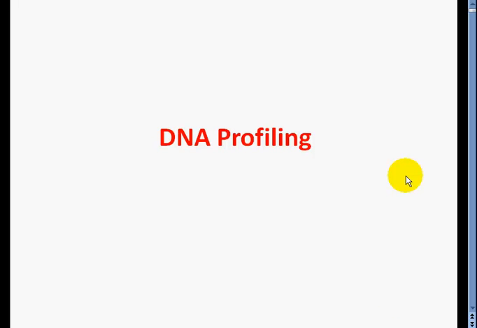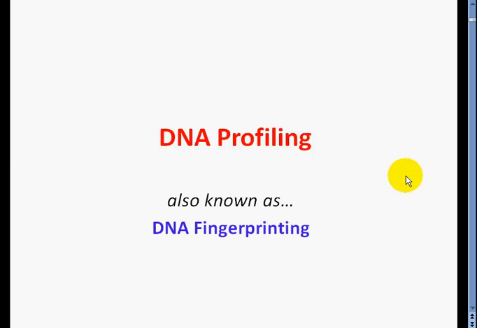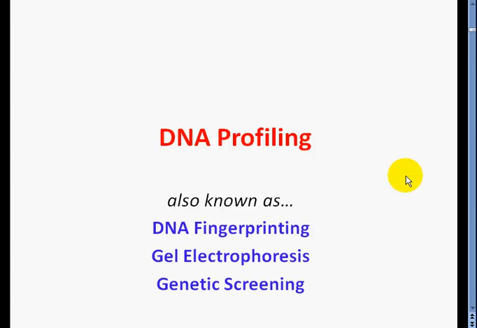Yesterday we looked at a type of biotechnology known as genetic engineering. Right now we're going to look at another type of biotechnology called DNA profiling. And you have probably heard of this before. You may have heard it called DNA fingerprinting, gel electrophoresis, or even genetic screening. All of these techniques are essentially the same thing and involve analyzing and comparing DNA from different sources.